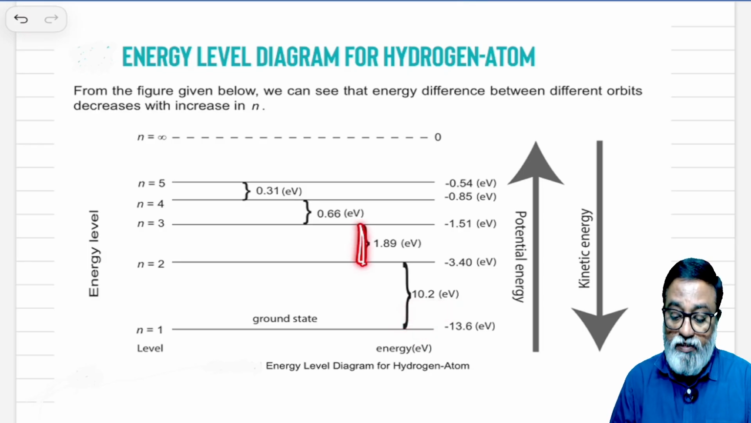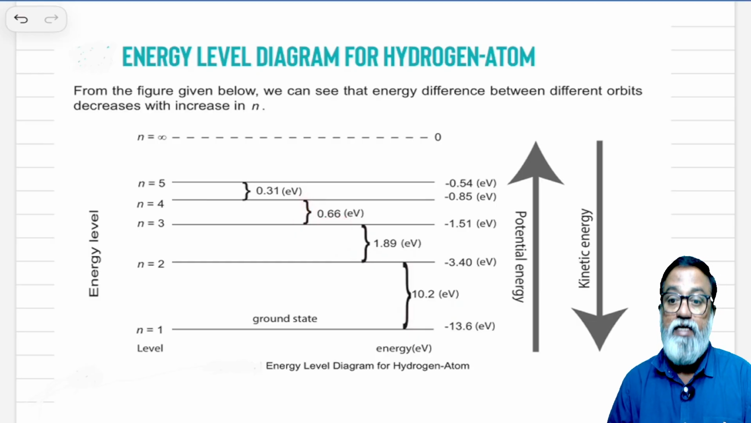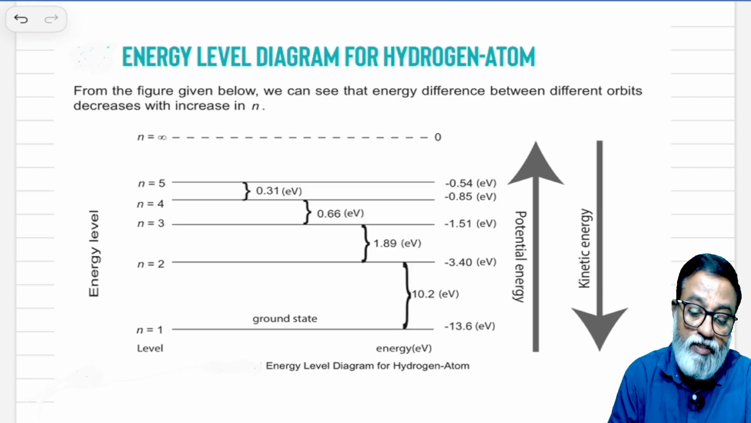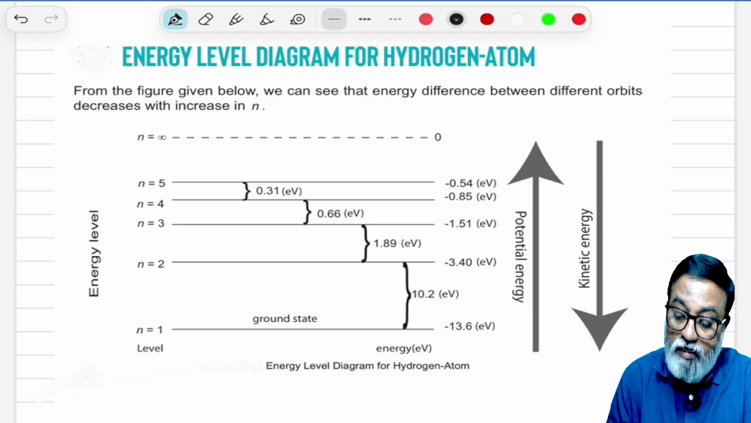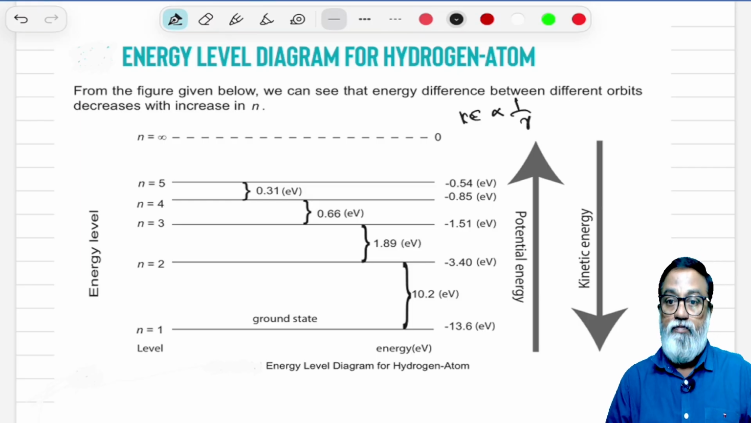Energy difference between 2 and 3 is 1.89. Energy difference between 3 and 4 is 0.66. Another important thing here: kinetic energy is proportional to 1 by R, it is positive.